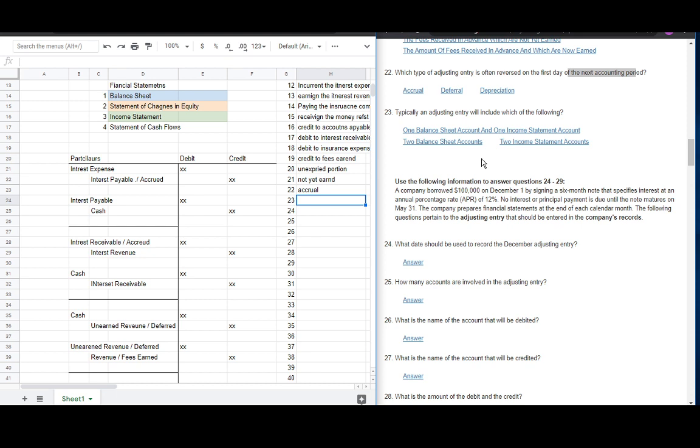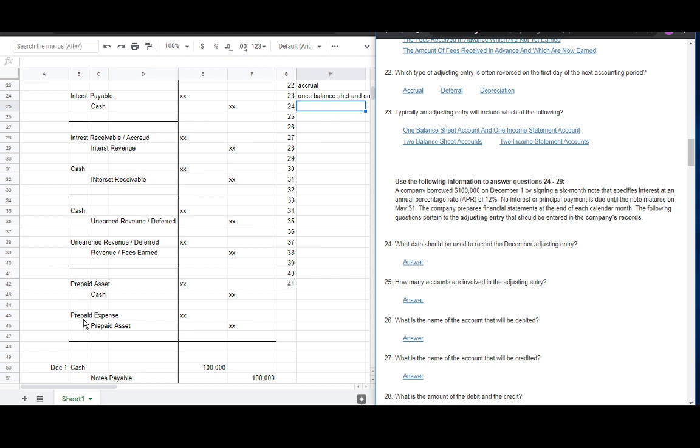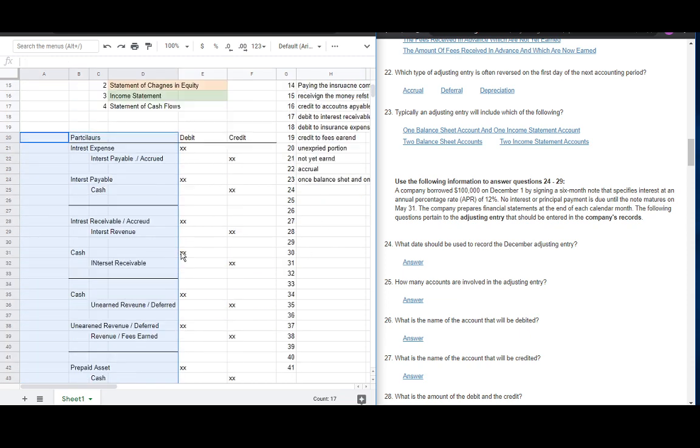Typically, an adjusting entry will include which of the following? One balance sheet account and one income statement account. And correct. And here is an example. This is a balance sheet account. This is an income statement account. Here, another example. This is a balance sheet account. This is an income statement account. So, it applies for this.